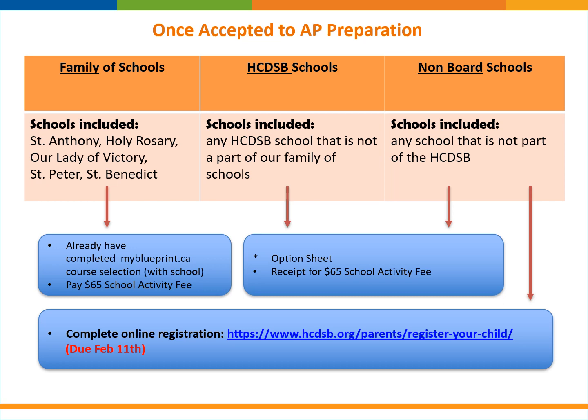Instructions for the $65 student activity fee will also be sent at this time. Lastly, for non-board schools, so that is all students applying to the AP preparation program that are not within the Halton Catholic District School Board, accepted AP students will be emailed instructions as well on how to register their child through the board link provided on this slide deck, as well as a fillable course selection form and instructions for the student activity fee.